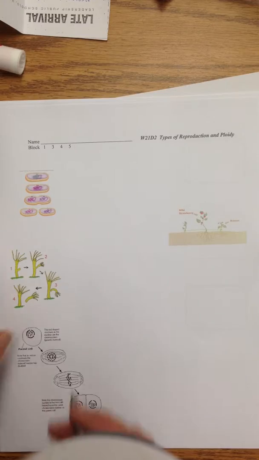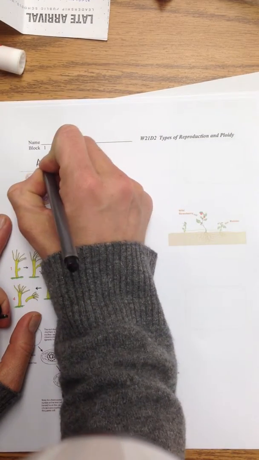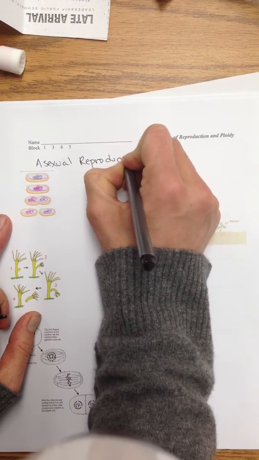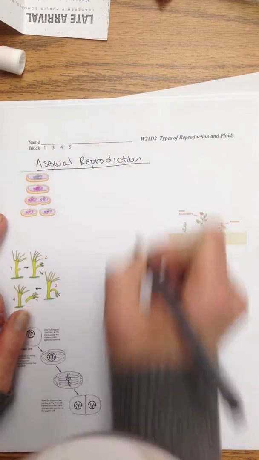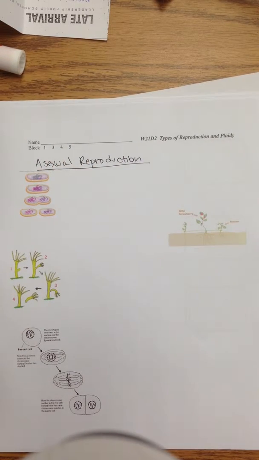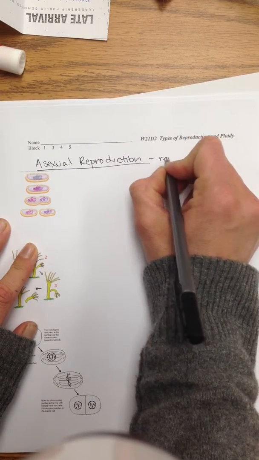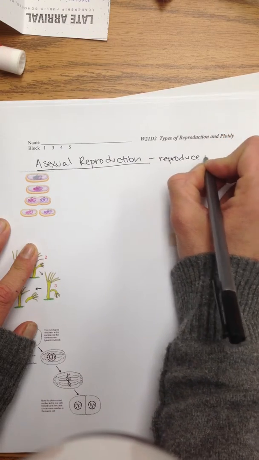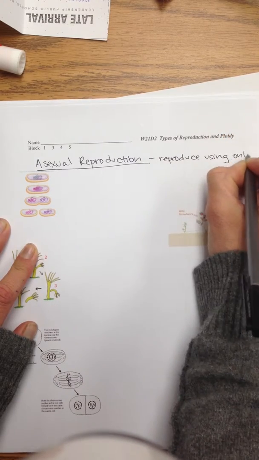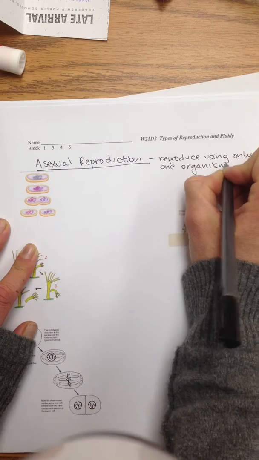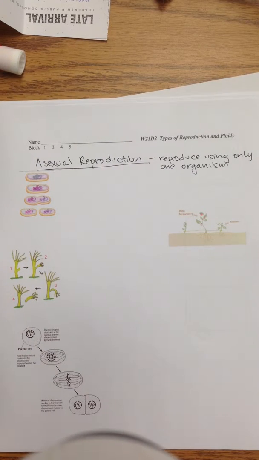We're going to title it Asexual Reproduction. Asexual reproduction is any time you reproduce using only one organism. So I'm going to write that organism. Unlike us, where it requires 2 parents, this is where you only need 1 parent. So the first example is with bacteria.